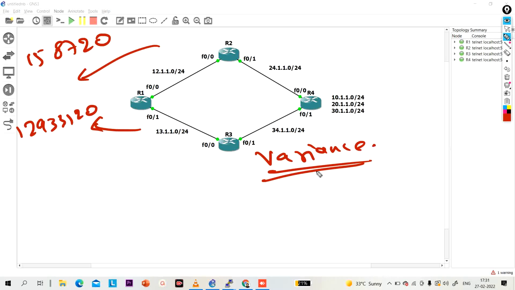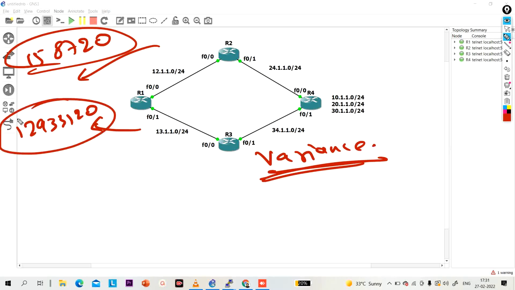So what is variance? Guys, variance is a mechanism that EIGRP provides to perform load balancing over unequal cost paths, right? If we have multiple paths and the cost is unequal, then we can perform load balancing by using this mechanism, that is variance. So you can say variance is a multiplier.